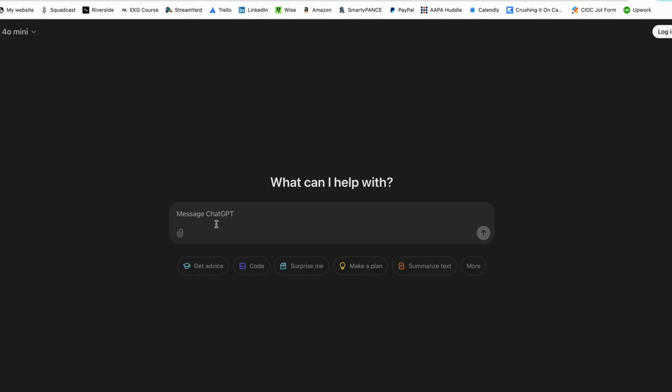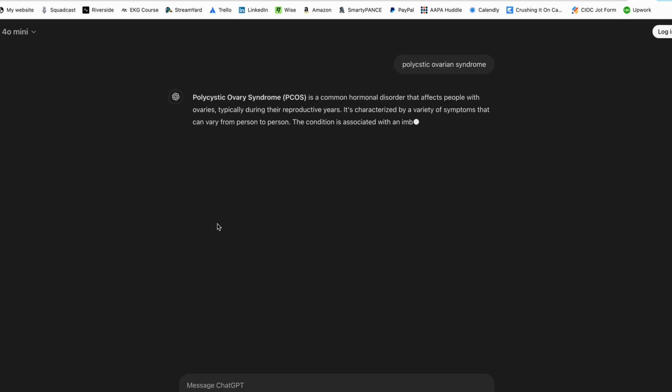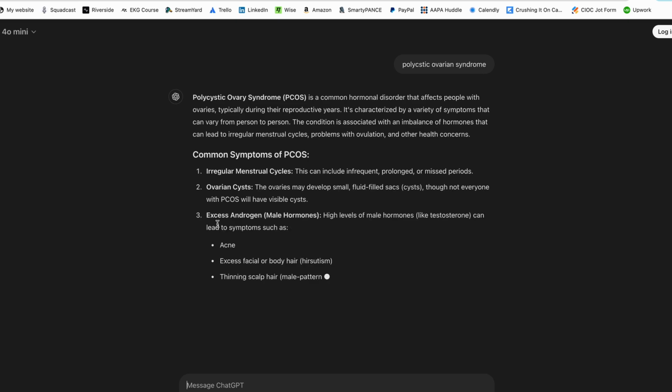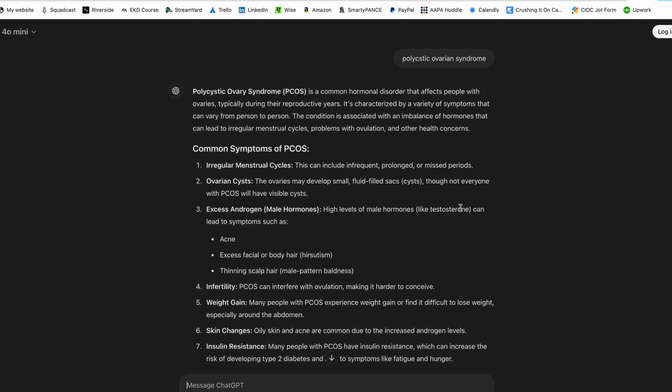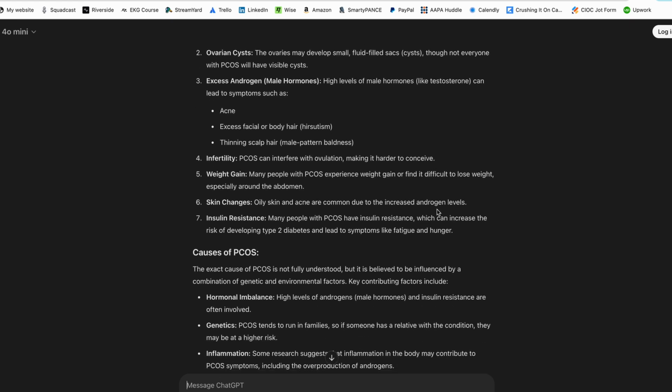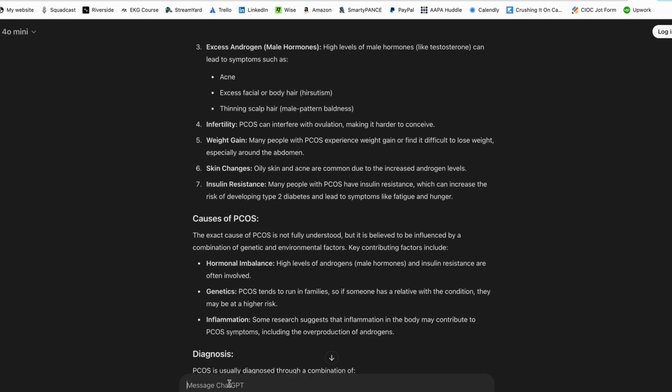And then I told you I'd show you what ChatGPT or any AI service that you use would say. So if you put in polycystic ovarian syndrome, you're going to get a lot of stuff here. You have to kind of look through it. Common symptoms: irregular cycles, excessive androgen, facial hair, infertility, weight gain.